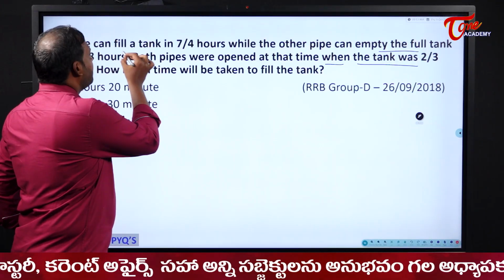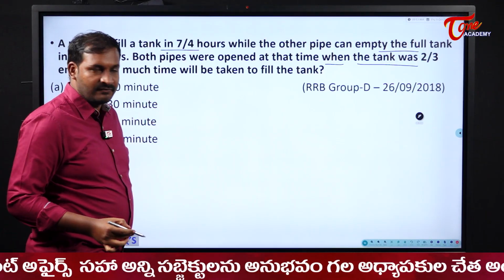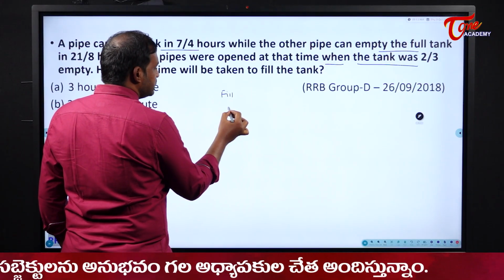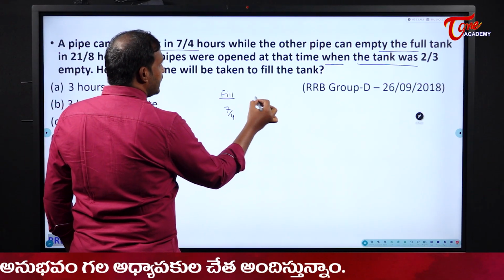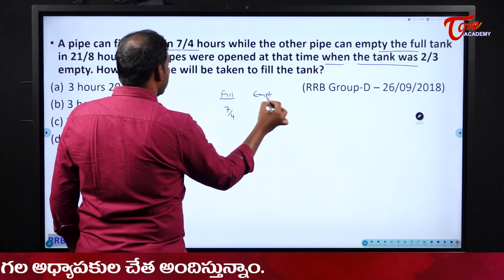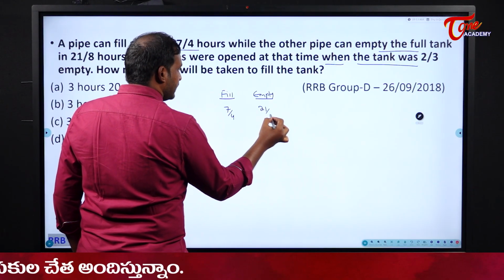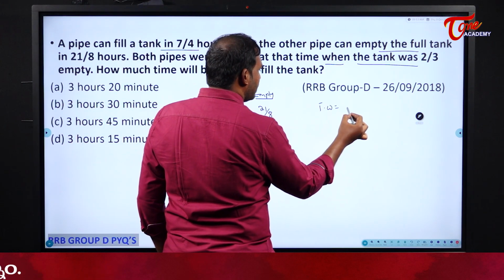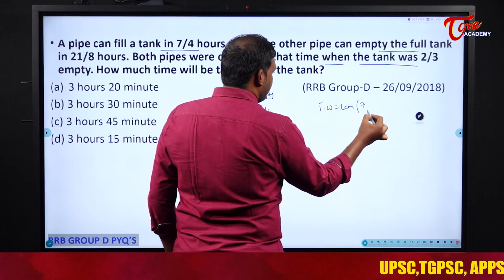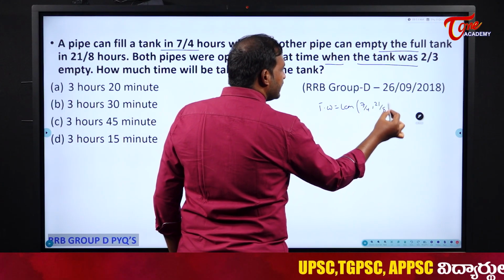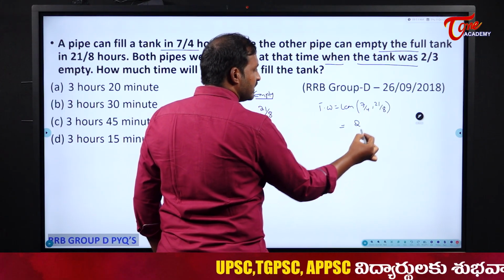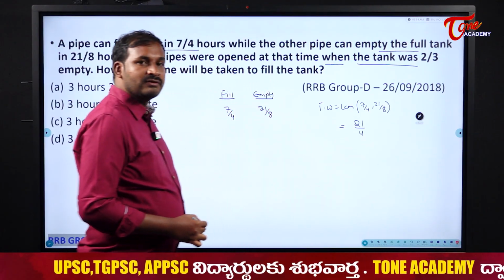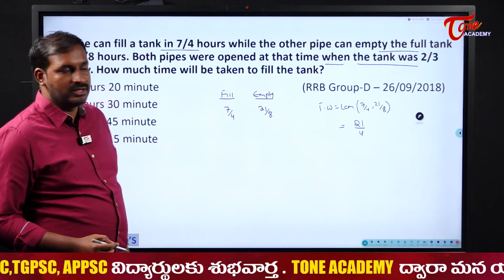Now see here, a pipe can fill the tank in 7 by 4 hours, that is the fill pipe. And the empty pipe can empty the full tank in 21 by 8. So now total work will become the LCM of 7 by 4 comma 21 by 8. How will you find the LCM? LCM of numerators is 21 and HCF of denominators is 4. So total work will become 21 by 4.